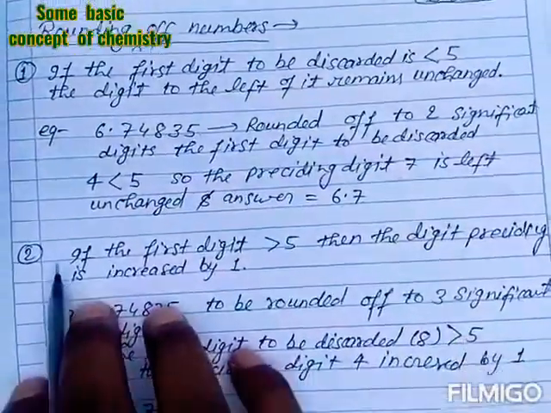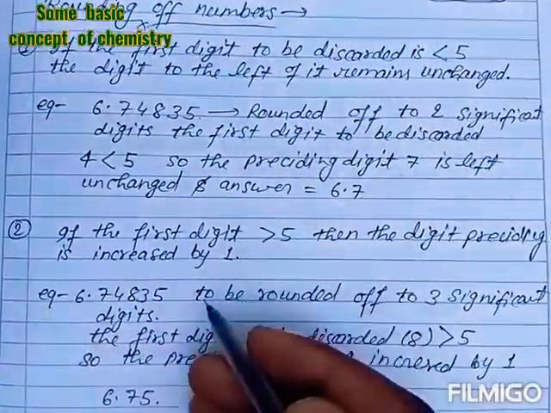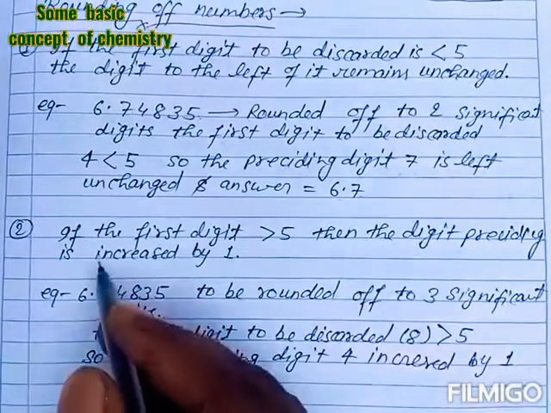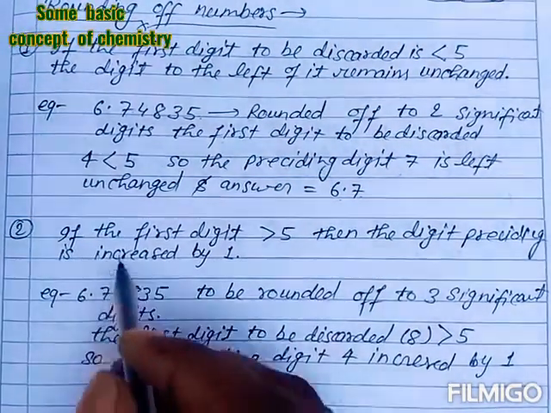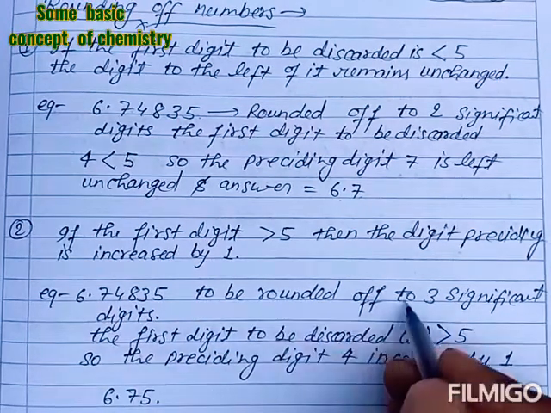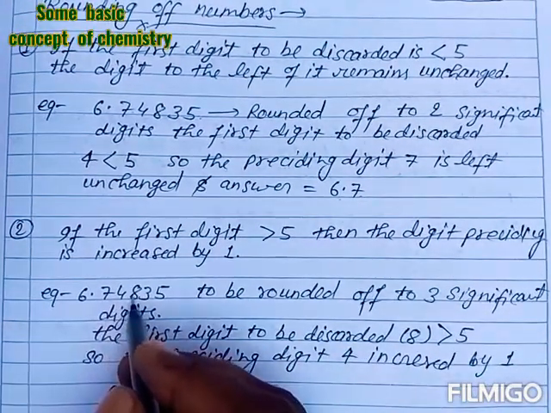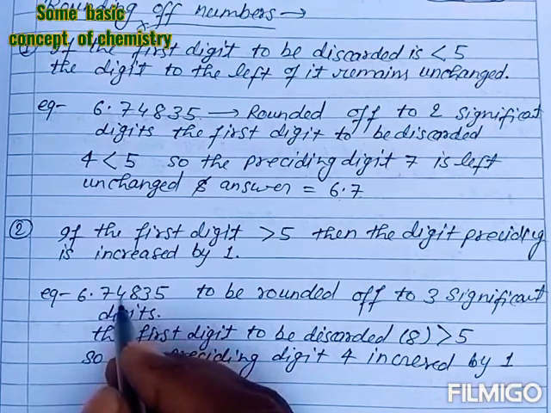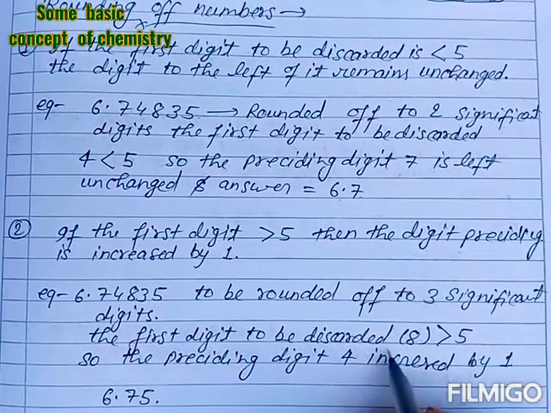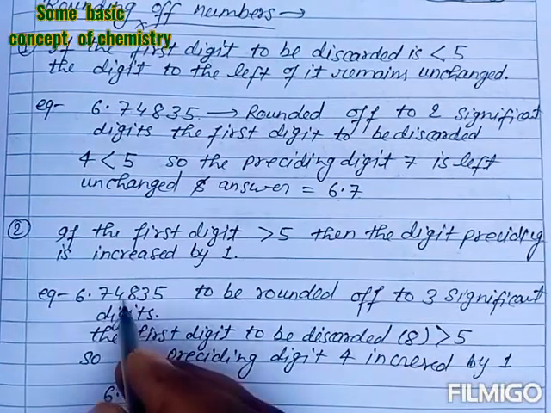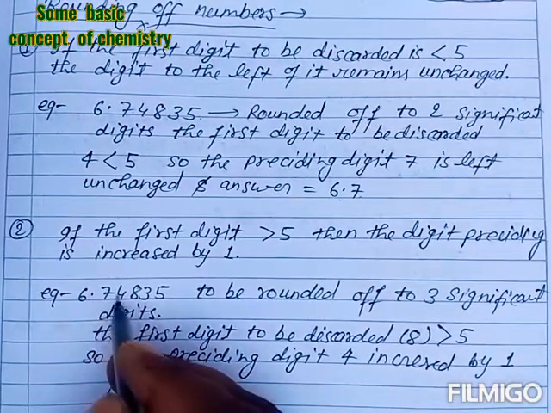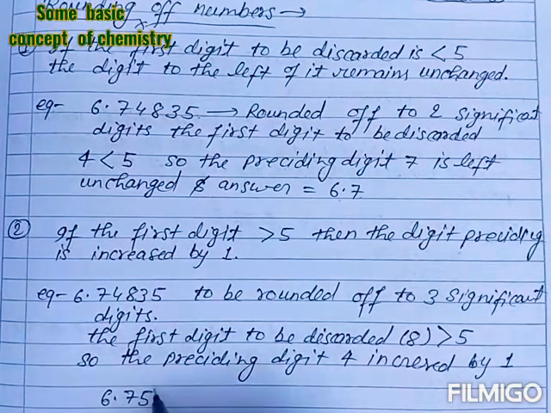Now take another example, so you will easily understand. If the first digit to be discarded is greater than 5, then the preceding digit is increased by 1. Same example, 6.74835. If we round off to three significant digits, then 8 is more than 5, so the preceding digit 4 will increase by 1 to 5. So 6.75 will be the answer.